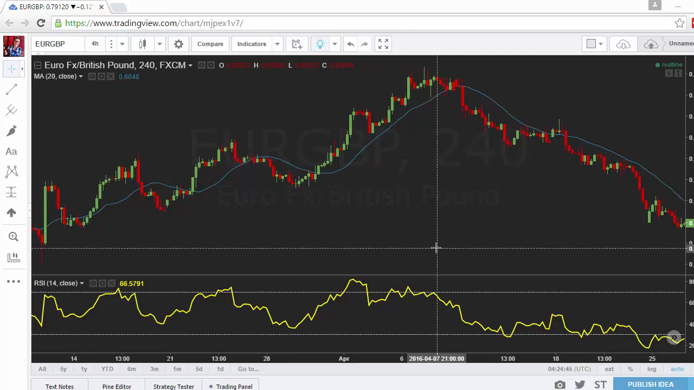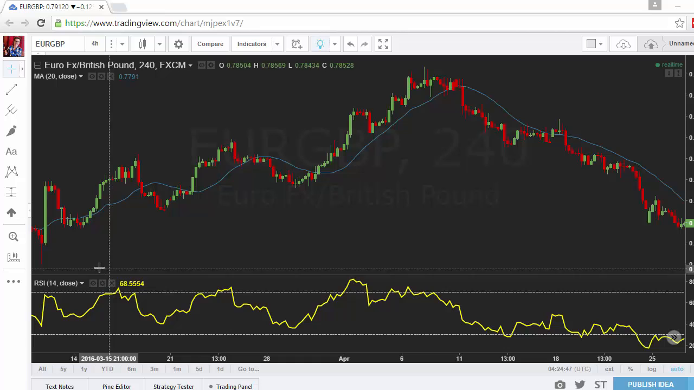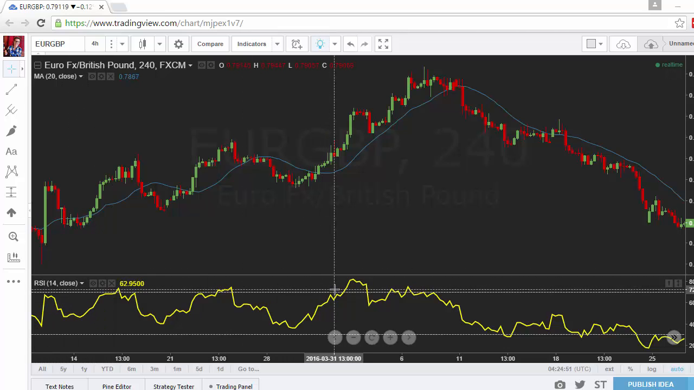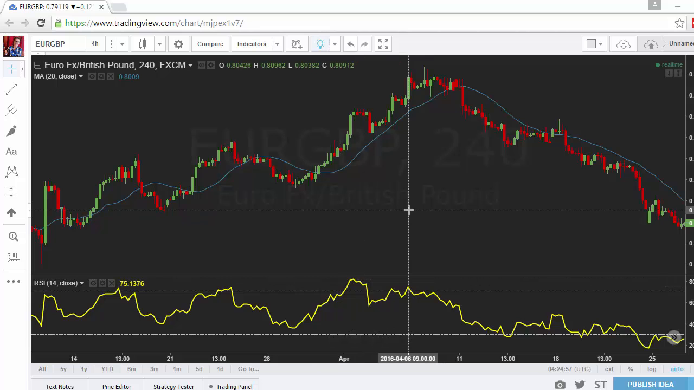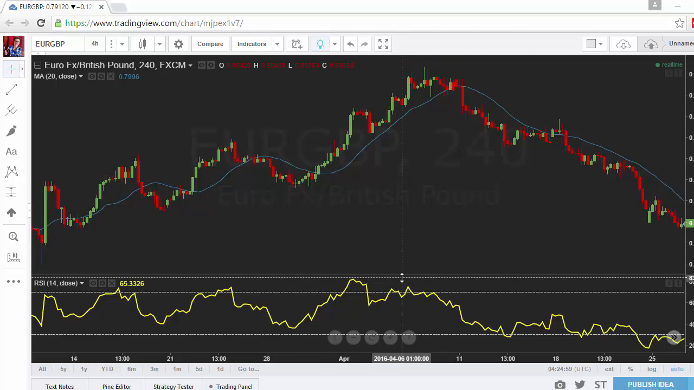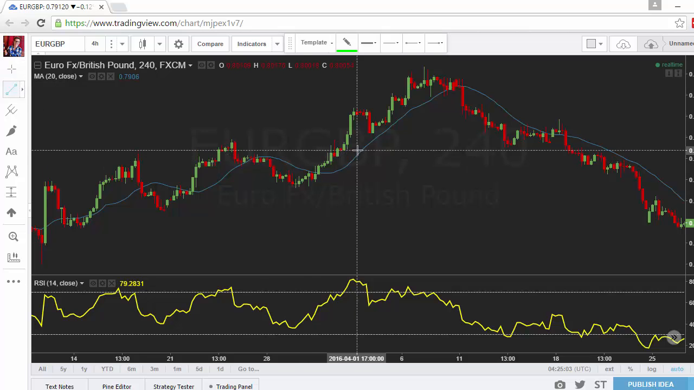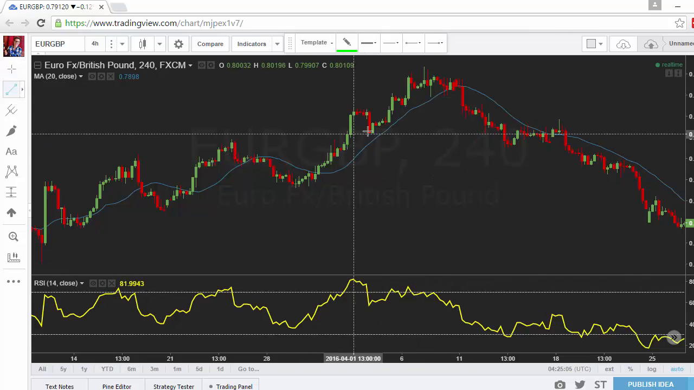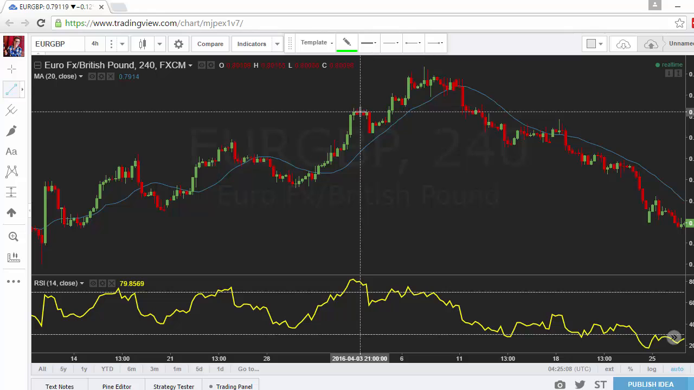Today we talk about divergences, and especially divergences on the RSI indicator, which are often very good trend reversal signals, and they very accurately signal when a trend is over. So let's start with the basics. What is a divergence? Divergence is basically when your indicator and your price action are not doing the same things.